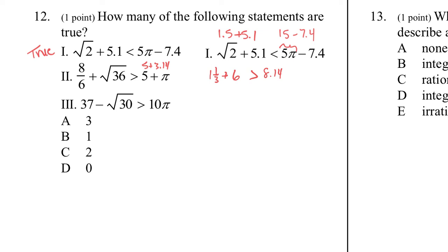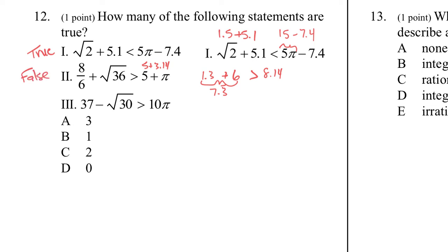1/3 is the same thing as 1.3 repeating. So 1.3 all together is 7.3 repeating. And so that's not true. So 2 is false.